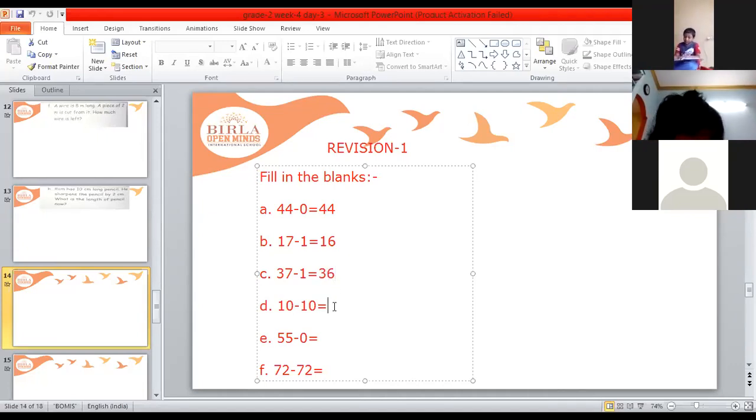Next bit. 10 minus 10 is equal to how much? Whenever we are subtracting a number from itself, or we can say whenever we are subtracting same numbers, we'll get 0. Like 5 minus 5 is 0. 25 minus 25 is 0. 17 minus 17 is 0. So whenever you are subtracting same numbers, answer will be 0. So Janvi, you tell me, 10 minus 10 how much?